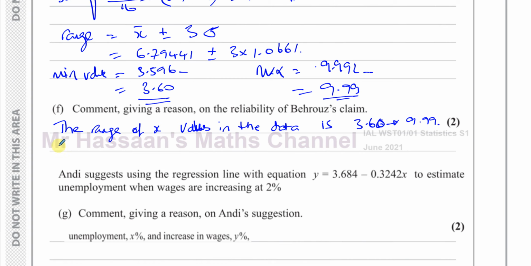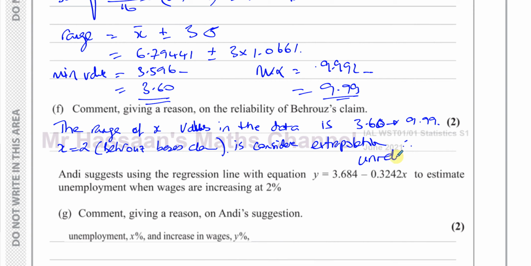So X equals 2, which is what Behrouz is basing the claim on: when X equals 2, Y equals 3. X equals 2 is considered extrapolation. Extrapolation means it's a data value that's not within the range of our data, therefore unreliable. It's outside of the range of the data. Our data starts from 3.6 up to 9.99. This data value 2 shouldn't be used because we don't know how it will affect it. We only know about this range of values.